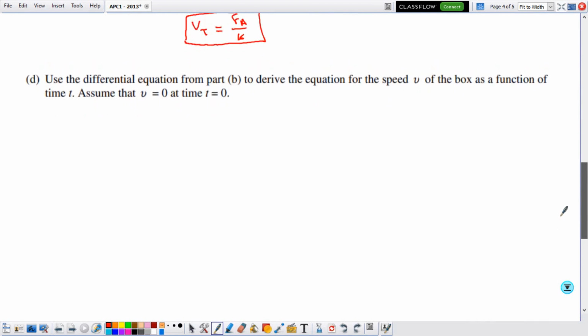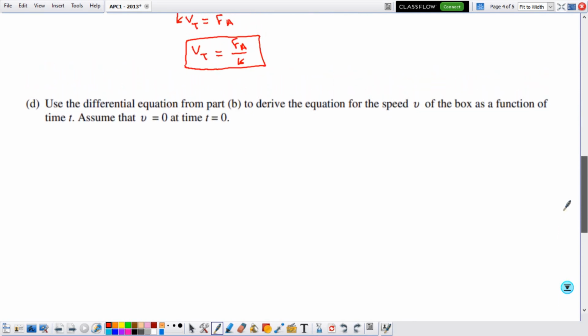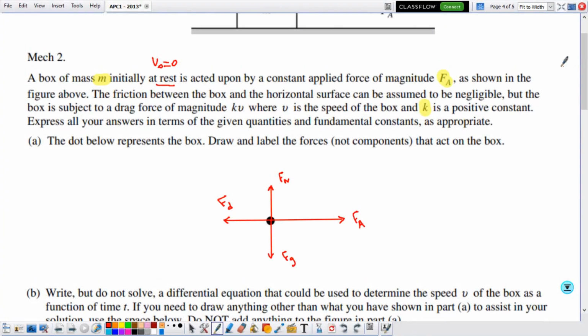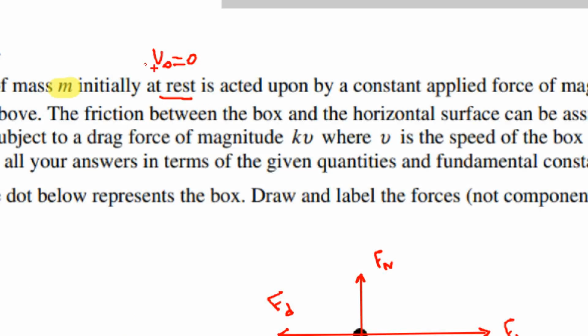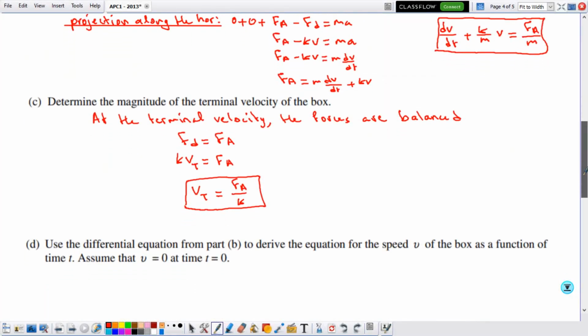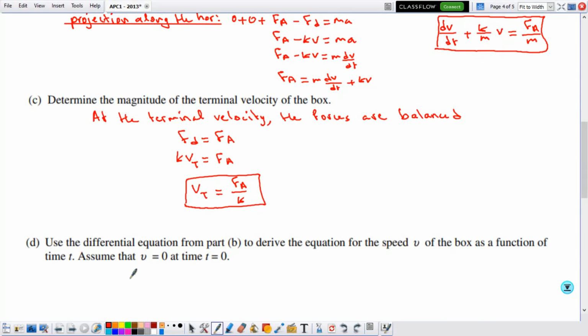Now in part D, they're telling us to use the differential equation from part B to derive the equation for the speed v of the box as a function of time t. Assume that v equals 0 at time t equals 0, and this has been stated explicitly in the text that the mass m has started initially from rest. Then let's drag our differential equation that we have determined. Then I will copy this here. We have dv by dt plus k over m v equals Fa divided by m.